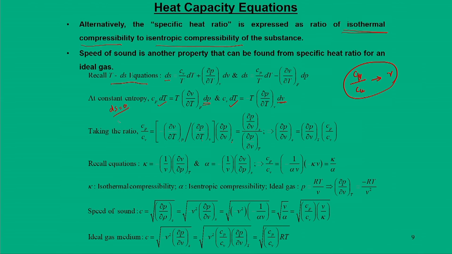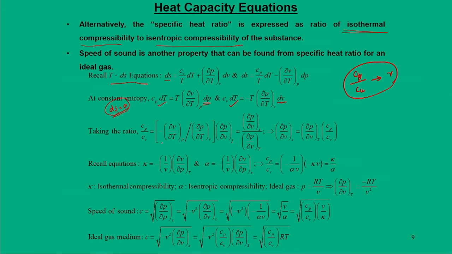Why do you say? Because at that point of time we say it is happening, this equation is true for constant entropy. So that is what we say, dou P by dou V at constant entropy. Then, when you have this, the Cp by Cv ratio becomes dou P by dou V at constant S divided by dou P by dou V at constant T.